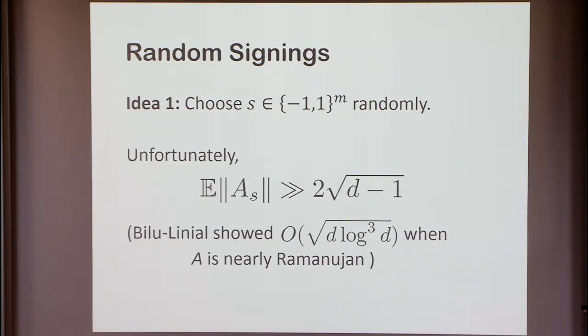Unfortunately, if you do this, then it appears that the expected norm of the signing is strictly bigger than 2 square root of d minus 1. So in expectation, certainly this thing is not Ramanujan. It's not awful. Bill and Nikhil showed that if the base graph is nearly Ramanujan, then its expectation is order square root d polylog d. So it's not way off. But it's definitely not going to get you this bound. So random signing is not going to work.